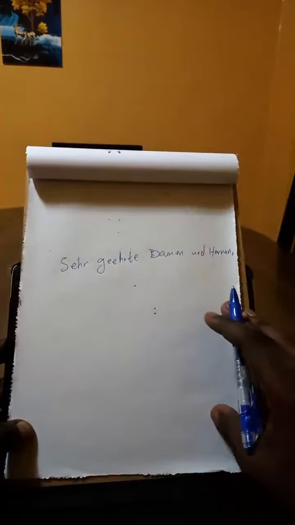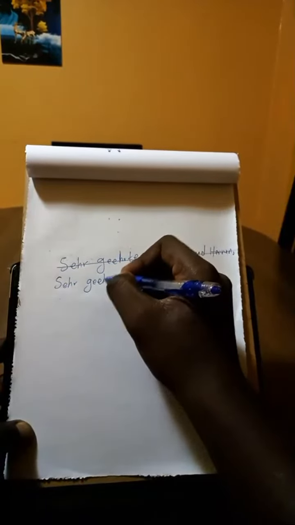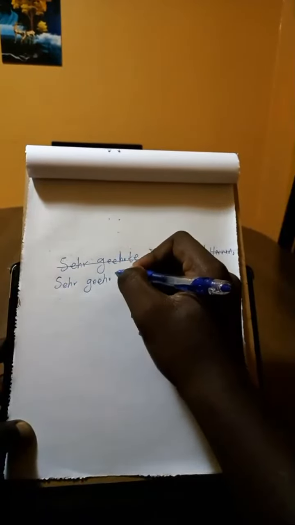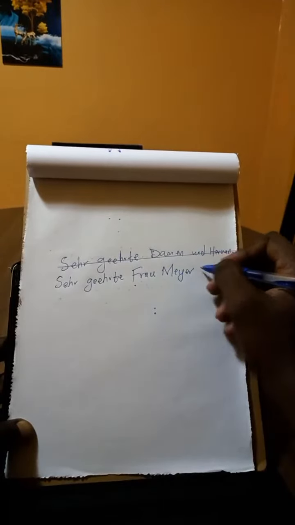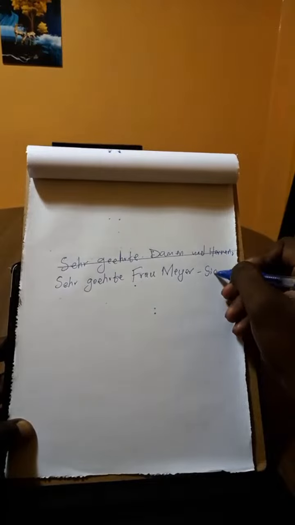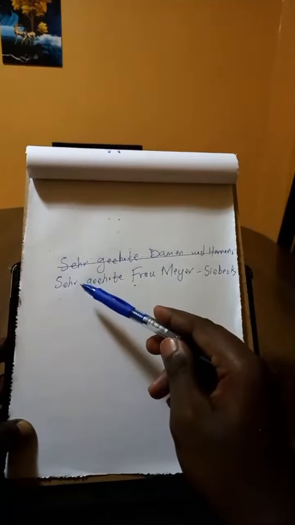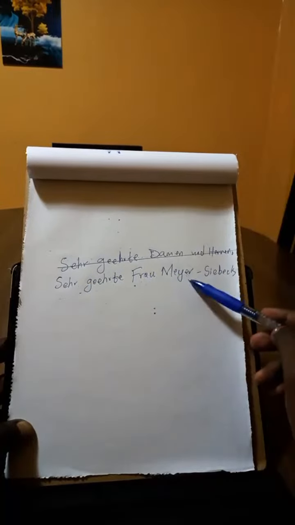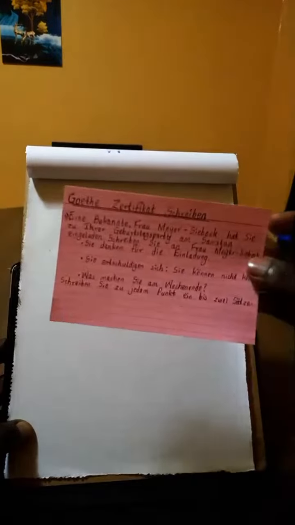Because you know the specific person, for this case we'll now say sehr geehrte Frau Mayor Zibek. So, sehr geehrte Frau Mayor Zibek. All right? Comma. Don't forget the comma. So I say, sehr geehrte Frau Mayor Zibek, comma. Dear Mrs. Mayor Zibek. And then you go to point number one.